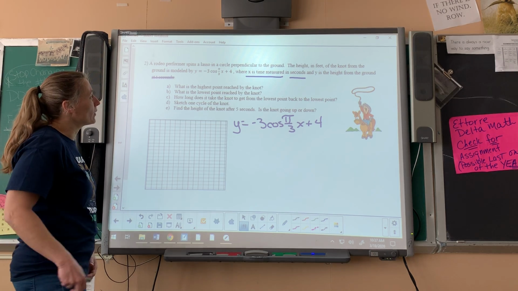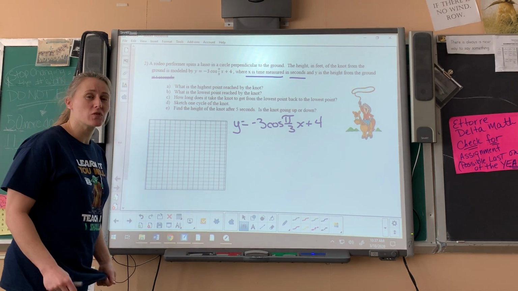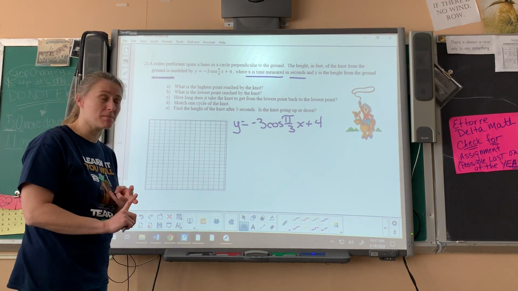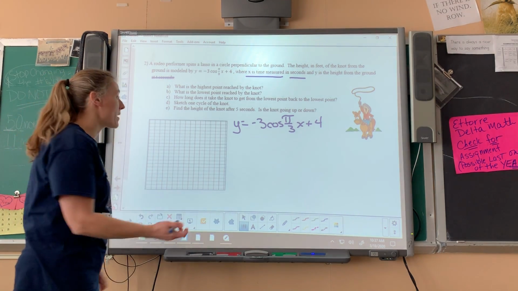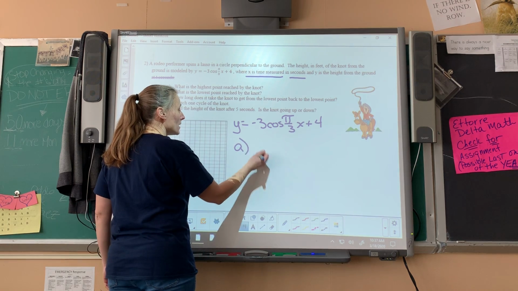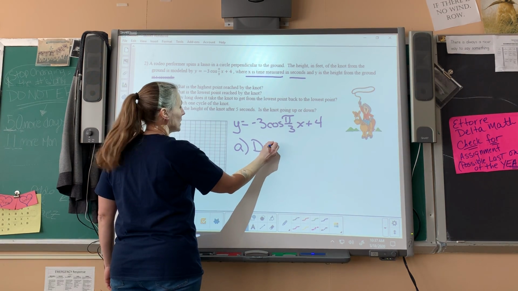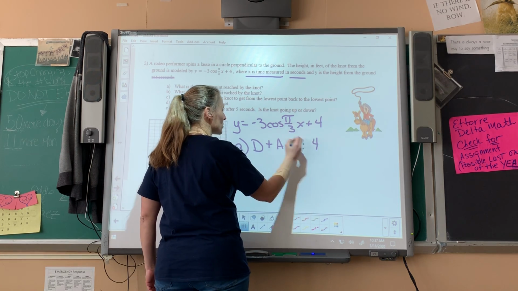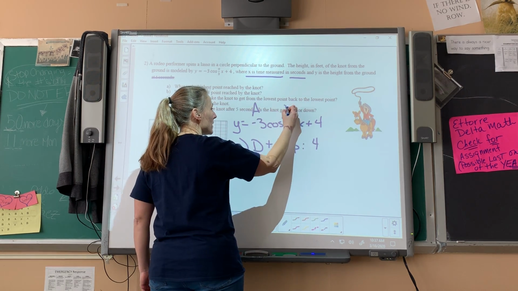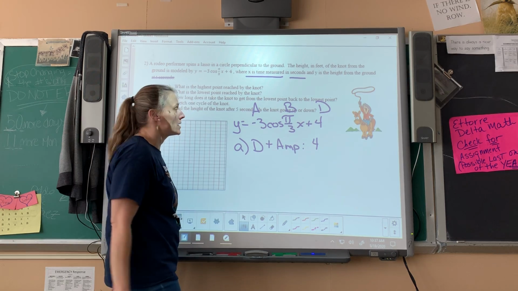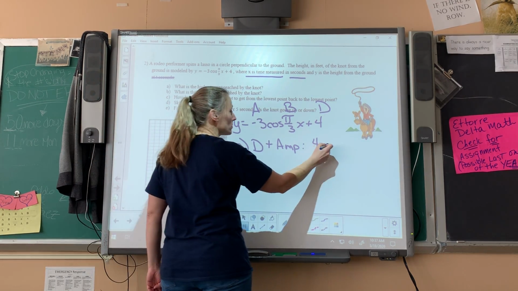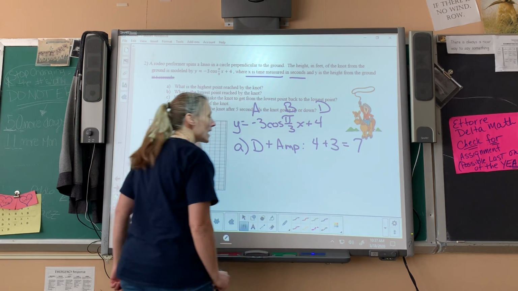What is the highest point reached by the knot? So this is a very regular question we ask. We're finding the max, we're finding the min. So remember, the max is D plus the amplitude. So it's 4. So remember, this is A, this is B, this is D. So D is 4. The amplitude is the positive value of this, so plus 3. So the highest is 7.